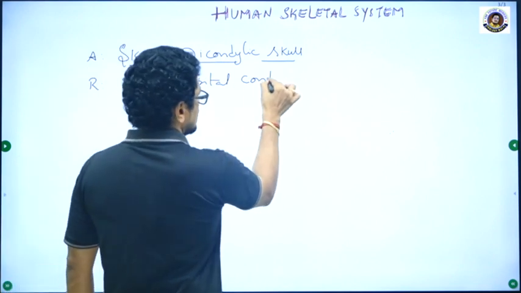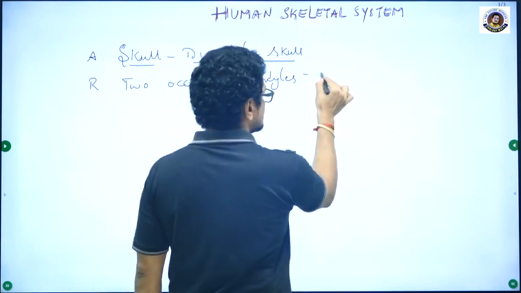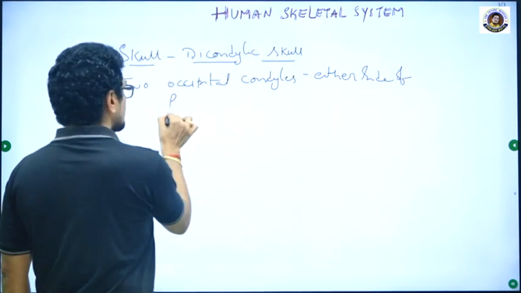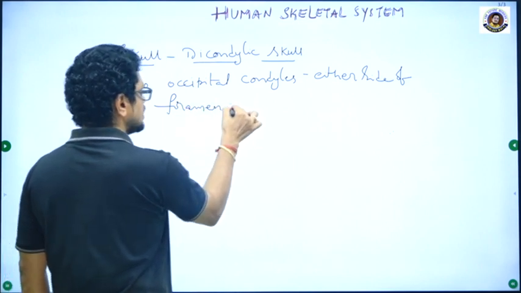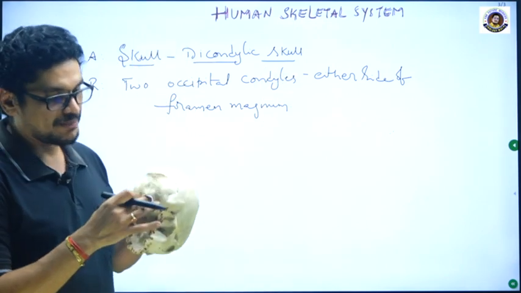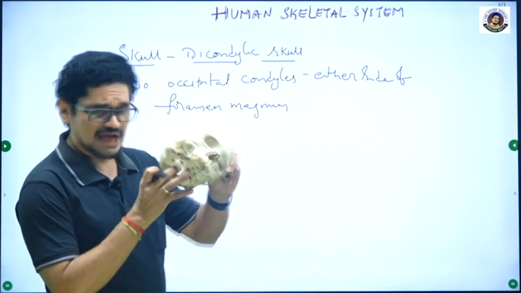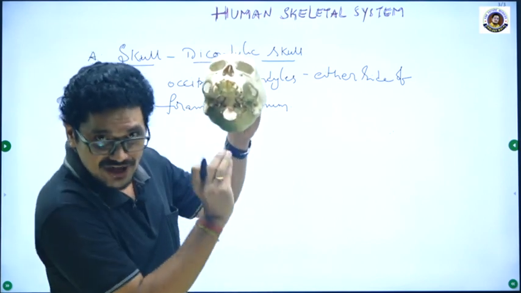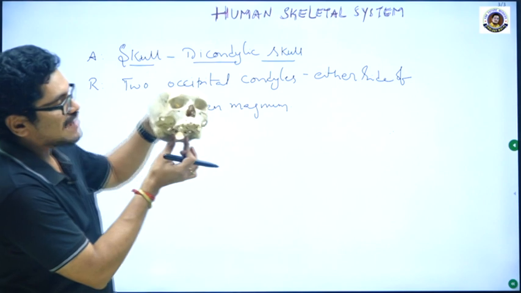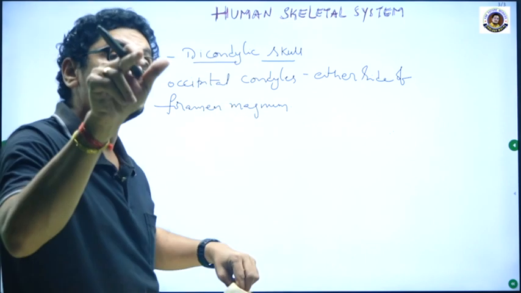Two occipital condyles are present on either side of foramen magnum. See, foramen is nothing but the opening, magna means large. A large opening present at the base of the skull is called foramen magnum, a very important structure for the maintenance of the brain with the spinal cord. You know, it's a very important structure. On either side of foramen magnum, two occipital condyles are present. That is the reason why the skull is called dicondylic skull.